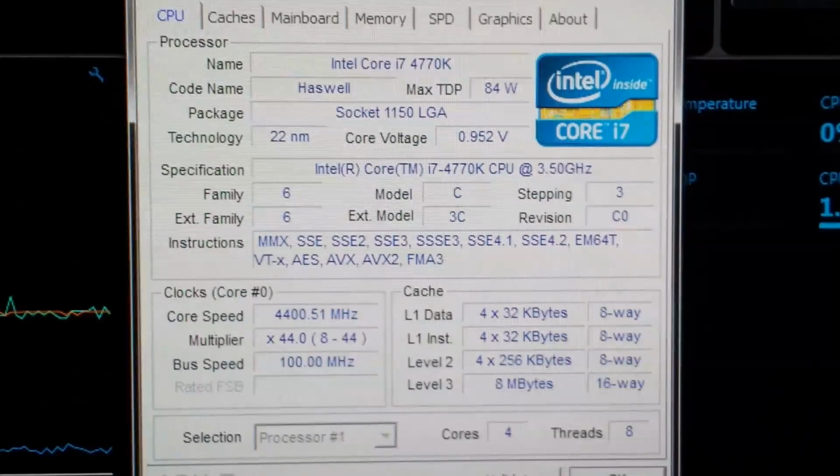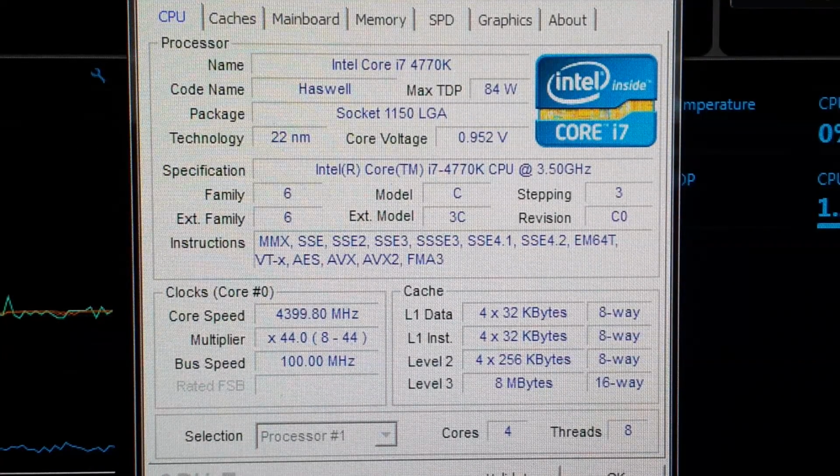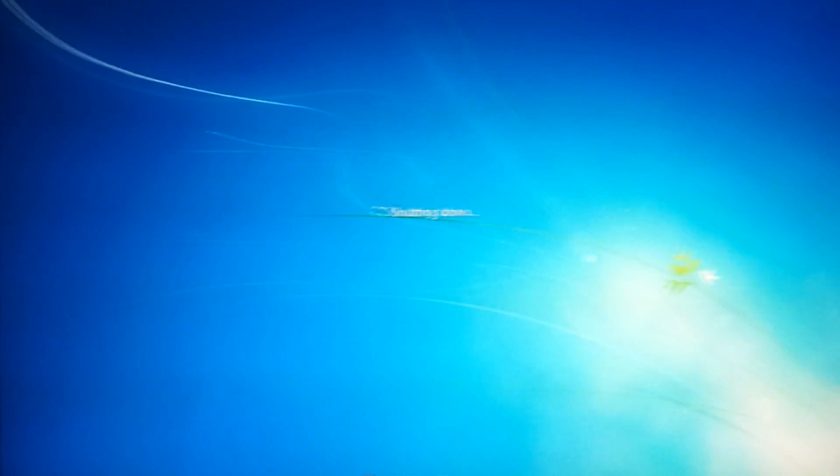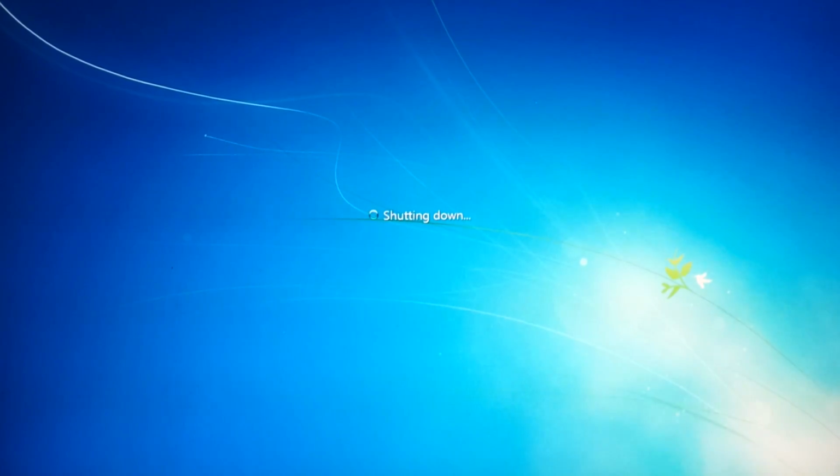So what we're going to do is restart the computer, go into the BIOS, set all of these things up, and go back in, and I will show you the results that you should be seeing.